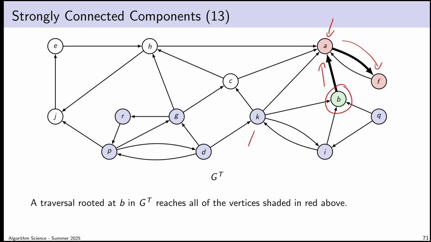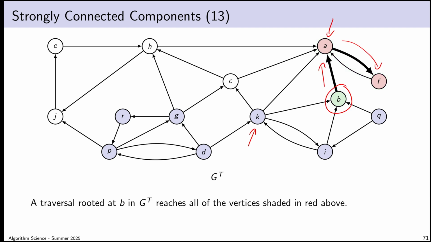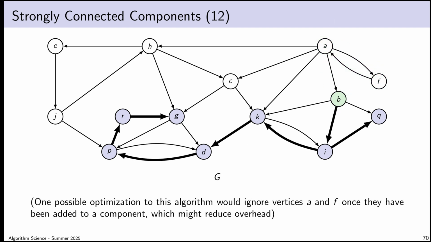So we can see here the blue vertices are vertices that were visited by my traversal of G. The red vertices are vertices that were visited only by my traversal of G transpose. And in fact, there are no vertices that were visited by both traversals. And therefore, B ends up getting added to a component by itself. That's it. And I'll back up 2 slides to show a slide that I skipped, which is that there is an optimization I could do here, which won't change anything asymptotically, so I'm not going to bother with it in the example.